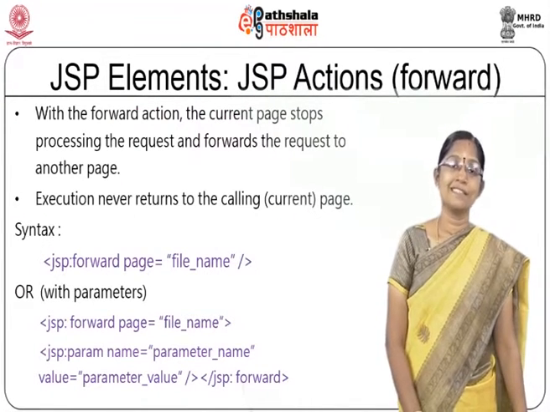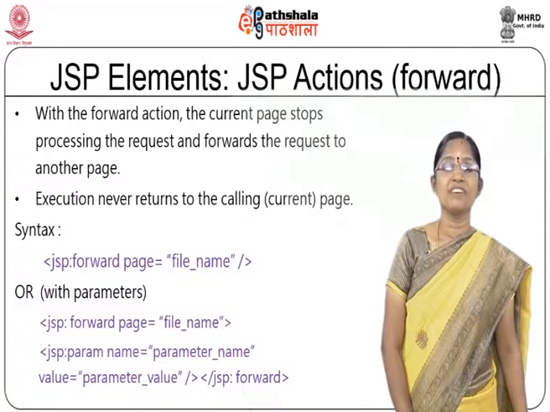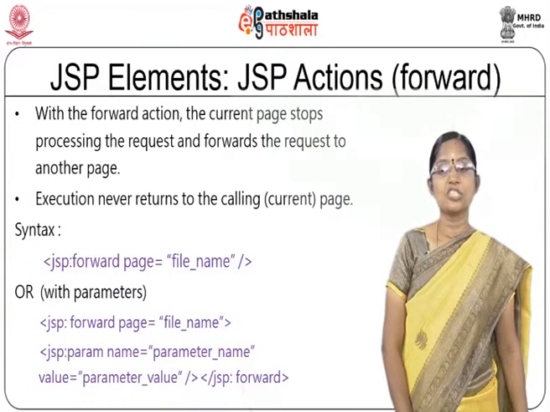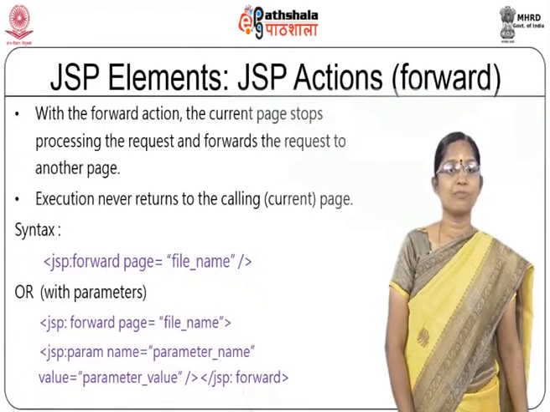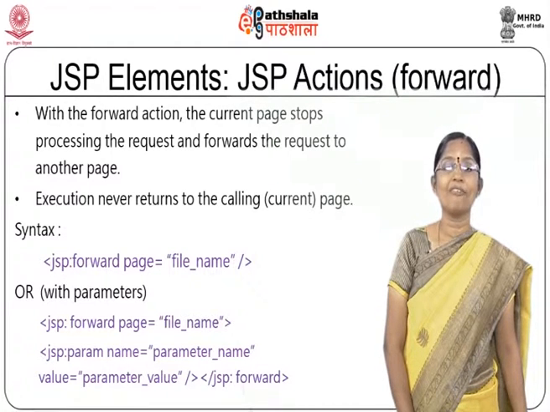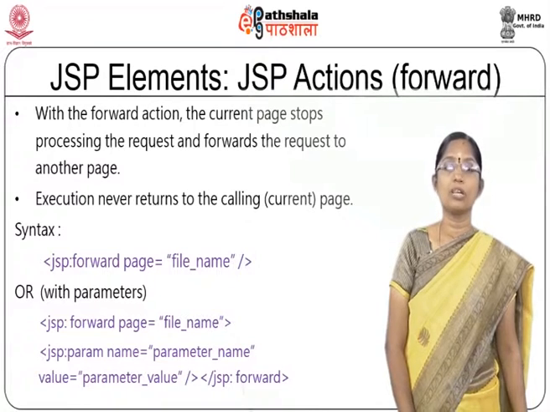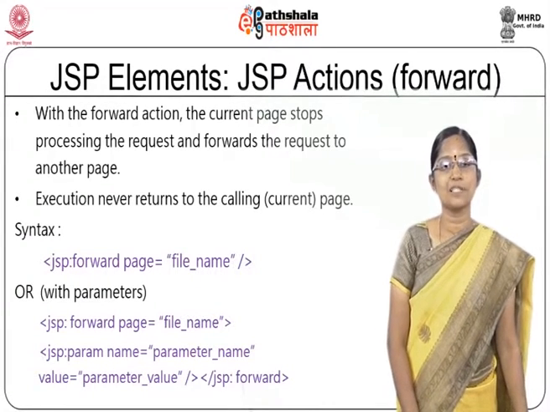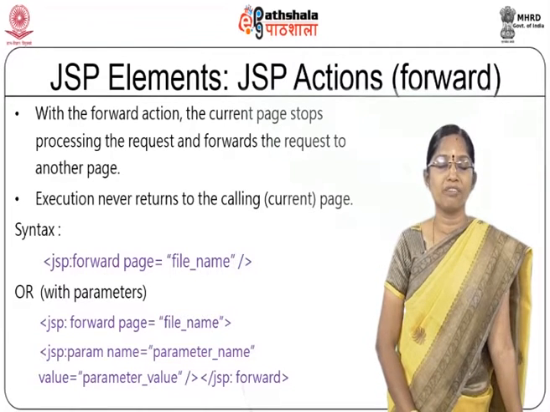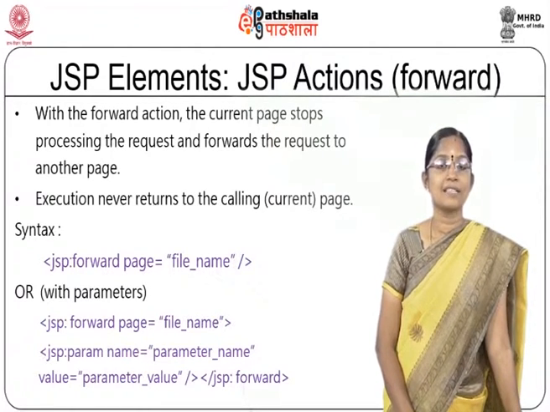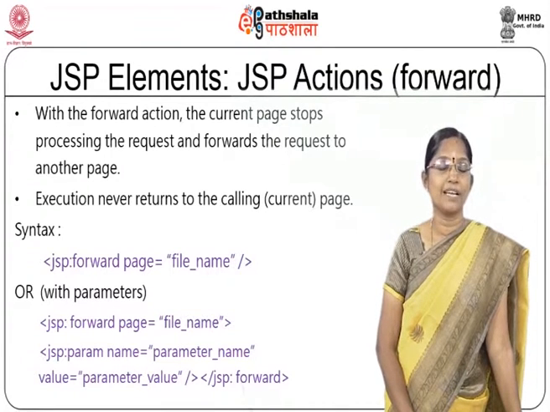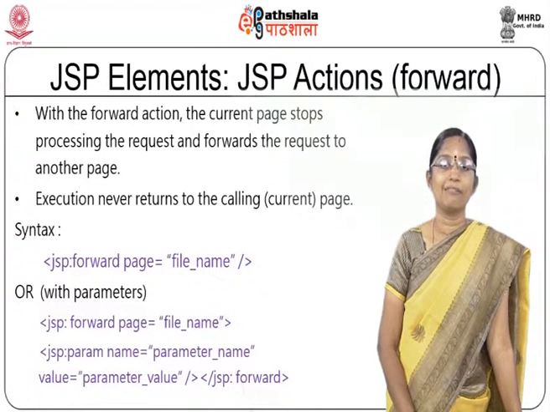Now let us go to the next tag, which is called the forward tag. First we have seen the param tag and include tag. The third one is the forward tag. Forward tag means the current page stops processing the current request and forwards the request to another page. For that reason we make use of this forward tag. Here the execution never returns to the original page, or the calling page. You can go through the syntax: jsp:forward page is equal to some page name or file name. Or the syntax can be given like this also, along with the param tag: jsp:forward page is equal to some file name, along with that some parameter name and parameter value, and the ending tag for jsp:forward.